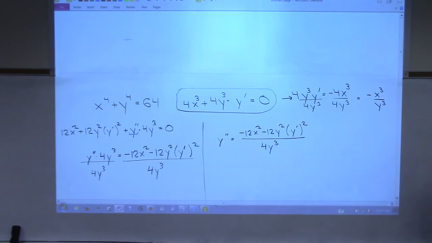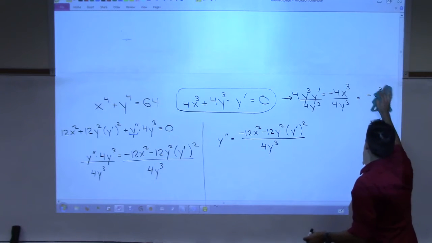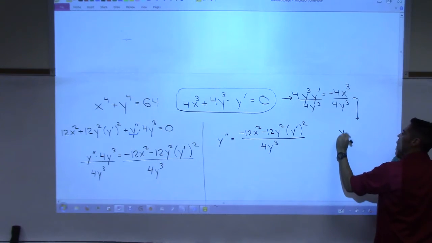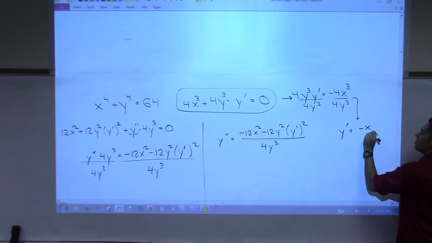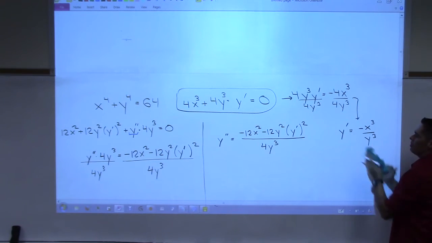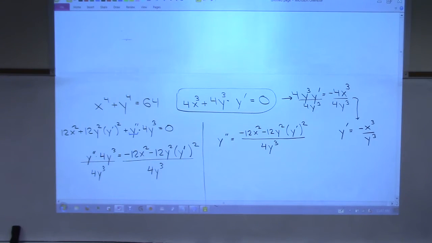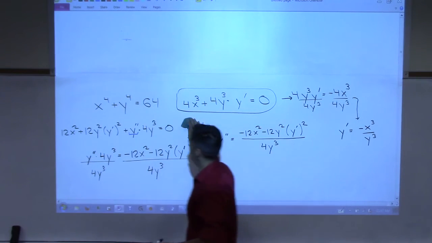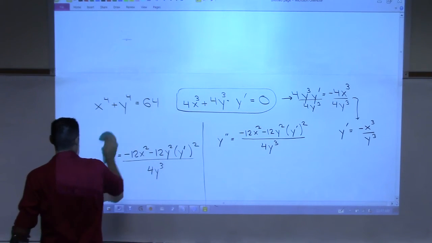Oh, I should not have written that. That's bad notation. Sorry. I should write a little arrow and tell you that the left side is y prime, the right side is negative x cubed over y cubed. I still need my y prime on the left side. So it's an equation. This is this. Now I'm going to take y prime, and this right here, I'm going to stick it right there. And I'll do that right here.